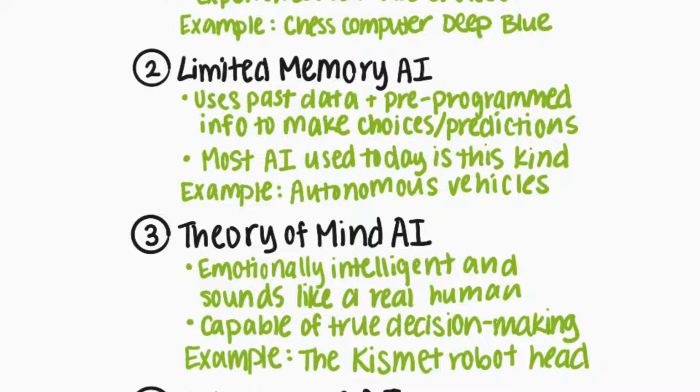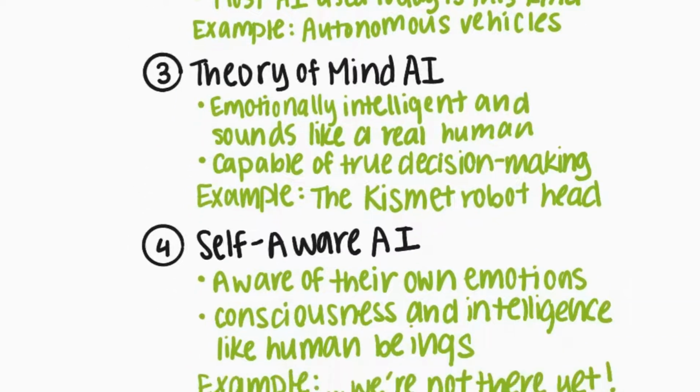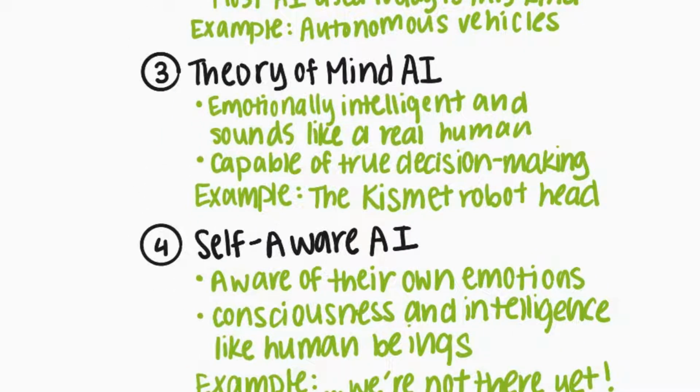After that, we have theory of mind AI, which is where the AI is emotionally intelligent, like a real human, and it is capable of true decision-making, not just mathematically weighing its own pre-existing rules and the incoming data. And an example of this is emotionally intelligent robots like the Kismet robot head. So this is a robot, it's just a head, but it is able to read other people's faces and recognize emotional signals. And then it can also replicate those emotions on its own face.